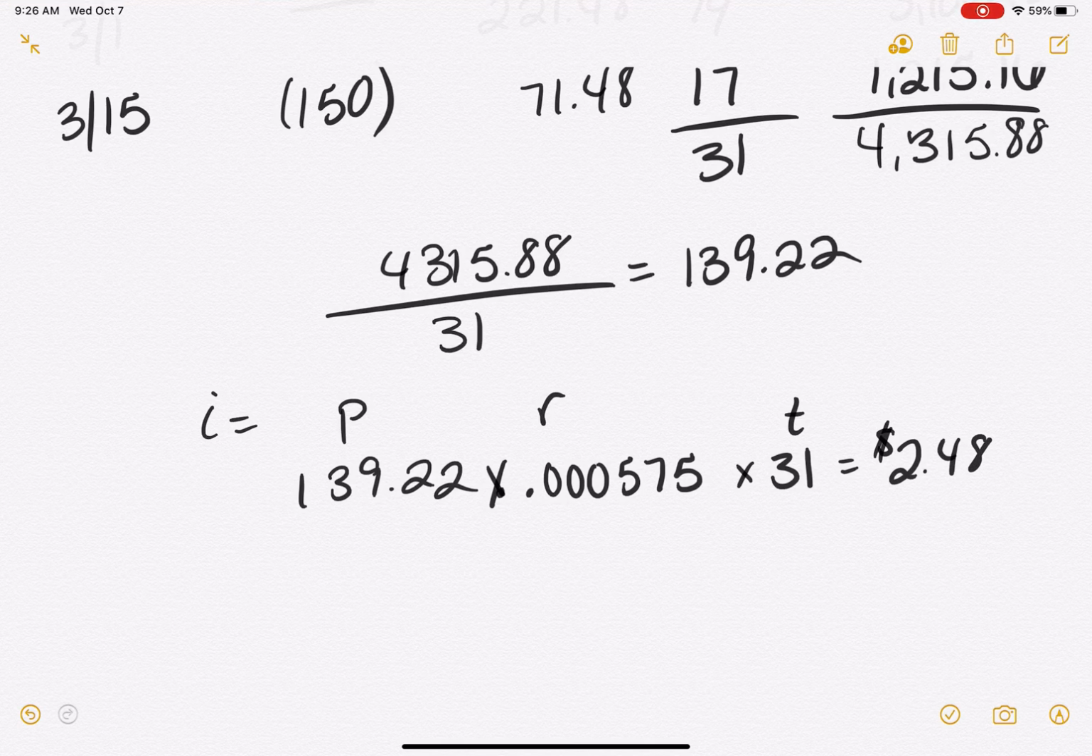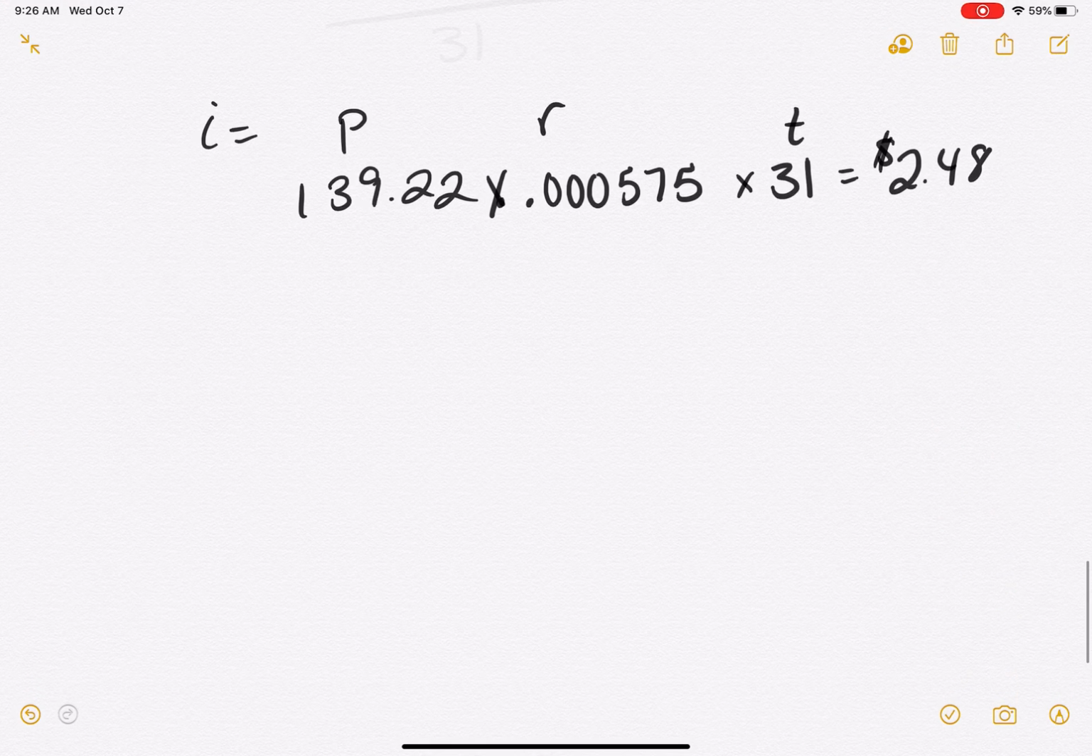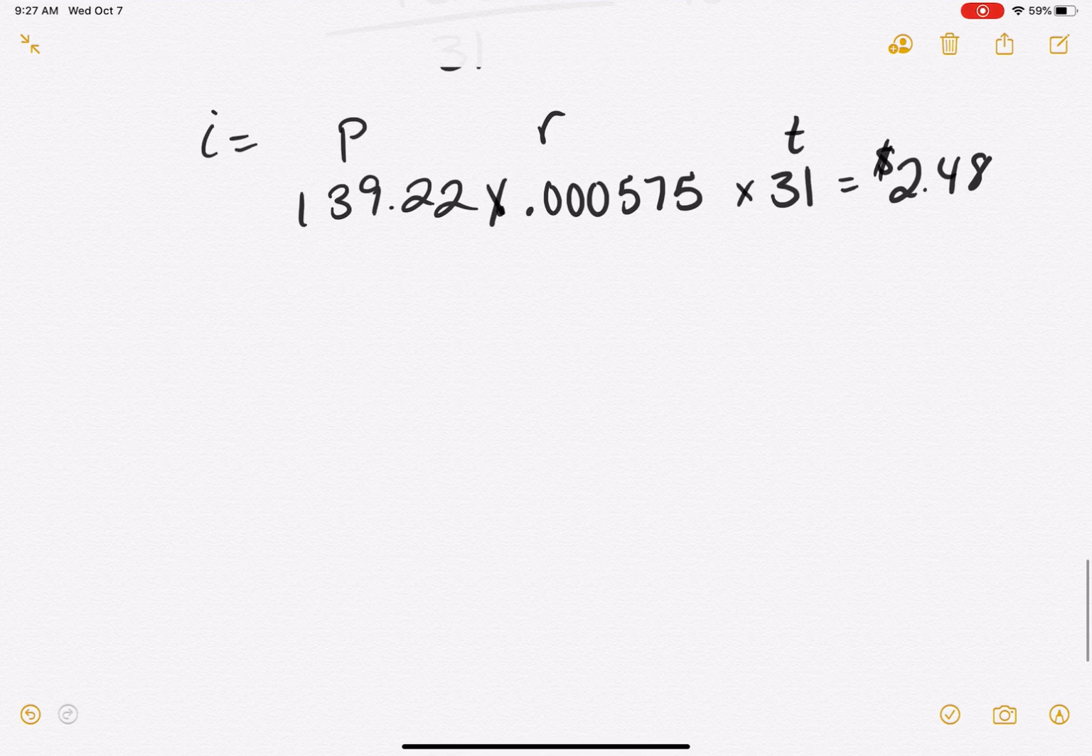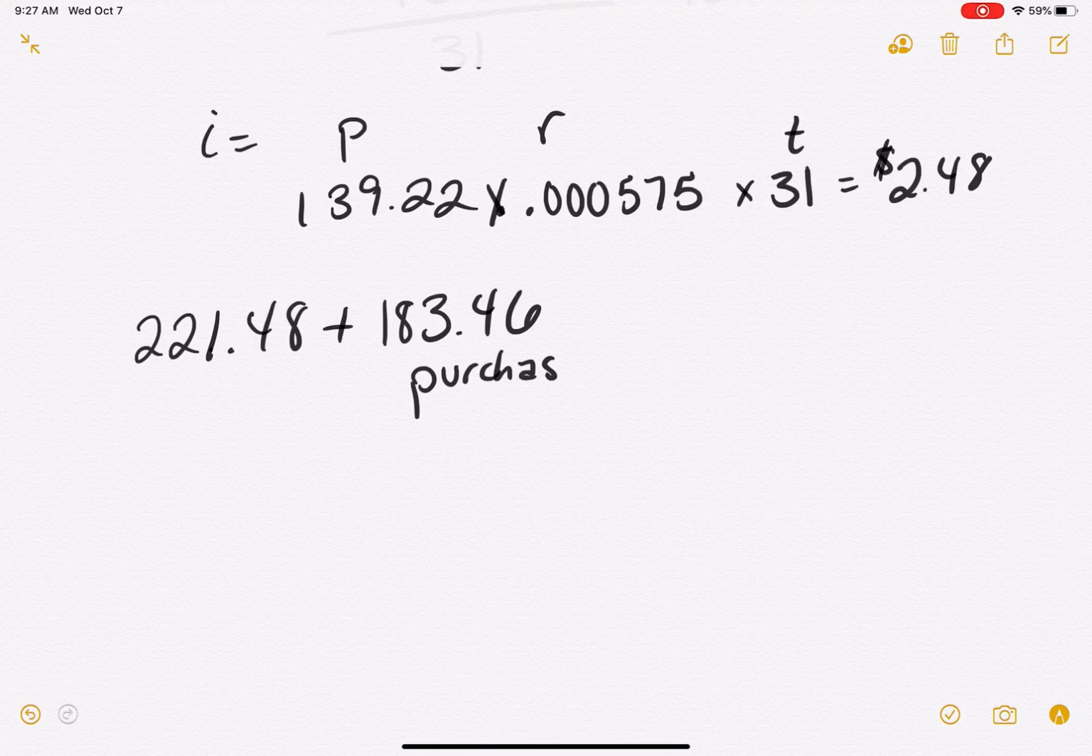This one is asking for the new balance. You could start from 71.48, but I think it's just easier on this one to start from the beginning. So what was our beginning balance? 221.48, plus purchases. I thought we didn't care about those. We still care about the purchases. We just didn't have to pay interest on them. So we add our purchases. We would add any fees, but we don't have any fees. So we take away our payment.